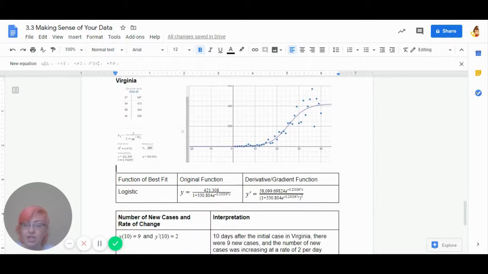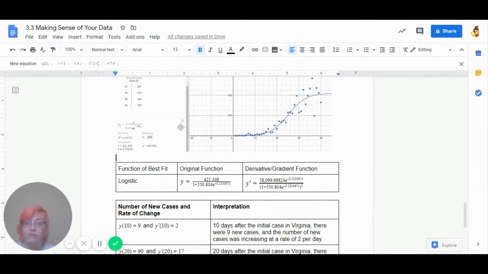Comparing that to Virginia, Virginia also best fit a logistic distribution. However, R squared was only 0.8751, which means that it didn't fit this curve as well as it fit the New York curve. And you can see that here. Looking here, there's a lot of variation in Virginia in the last 10 days of our tracking here.